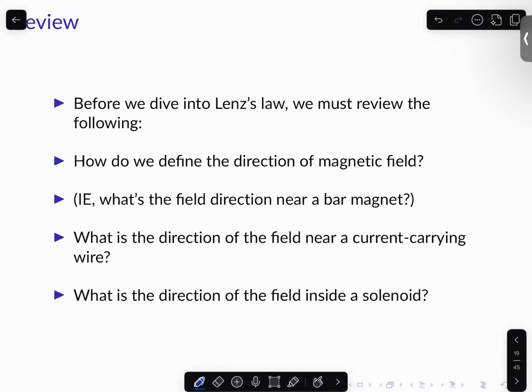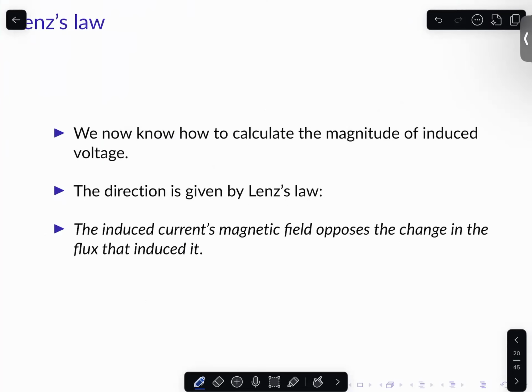Here's the full sentence. The direction of the induced current, the reaction current, the current caused by voltage induced, is such as to make its magnetic field oppose the change in the flux that induced it. Pick it apart, one word at a time. Flux that induced it, that's the original flux. How is that flux changing? Well, that's step 2. Opposes the change, that's step 3. Find which way opposes that change.